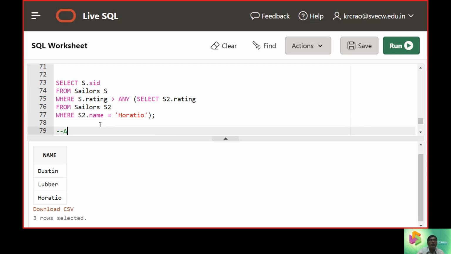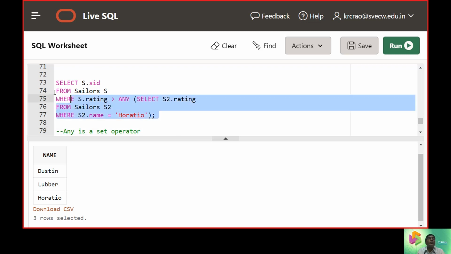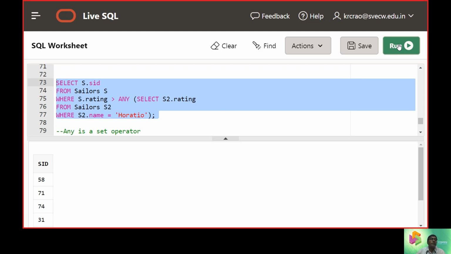So any is a set operator, and if you put in a double hyphen, we call it a comment as of now. So we will hit the run button and see what is going to happen here.